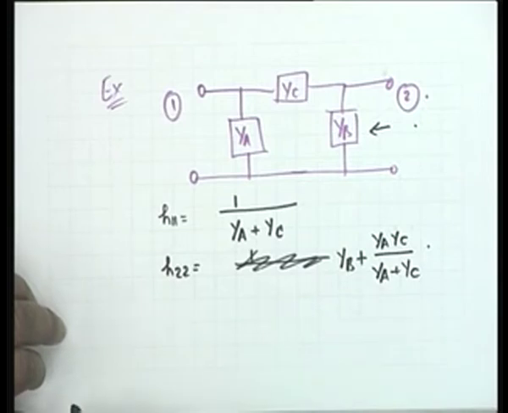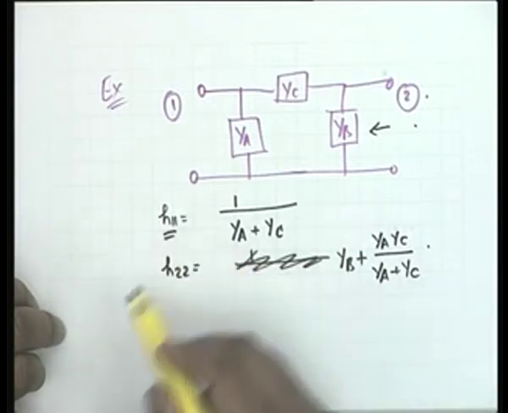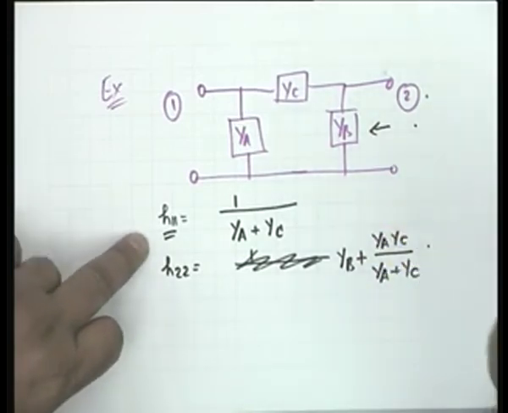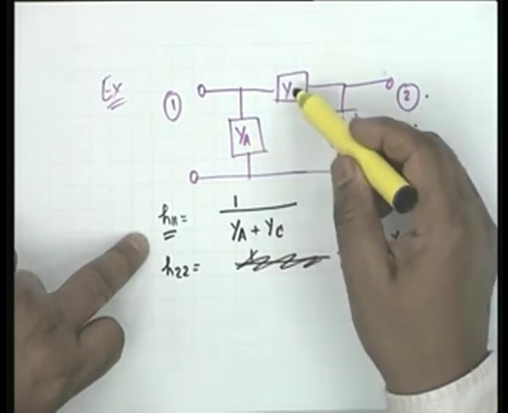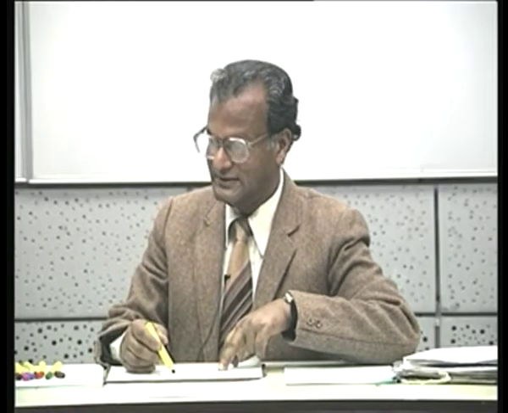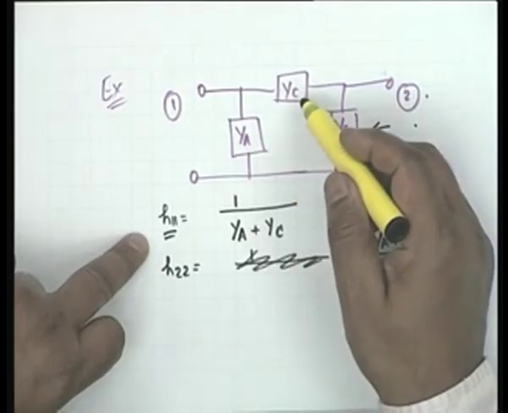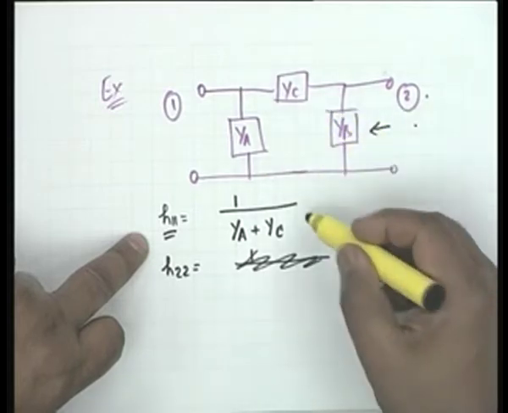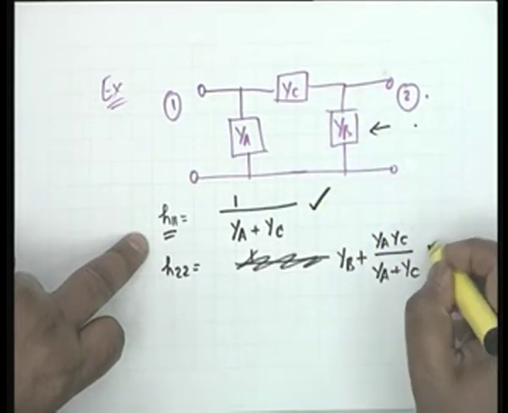Shouldn't H11 be 1 by YA in parallel with 1 by YA plus 1 by YC? No, H11 is an impedance consisting of YA and YC in parallel. So the total admittance is YA plus YC, and therefore the impedance is 1 by YA plus YC. Okay, is this result correct?